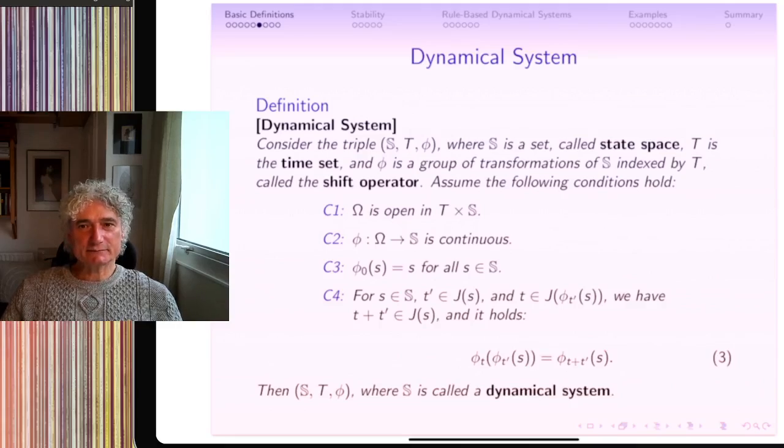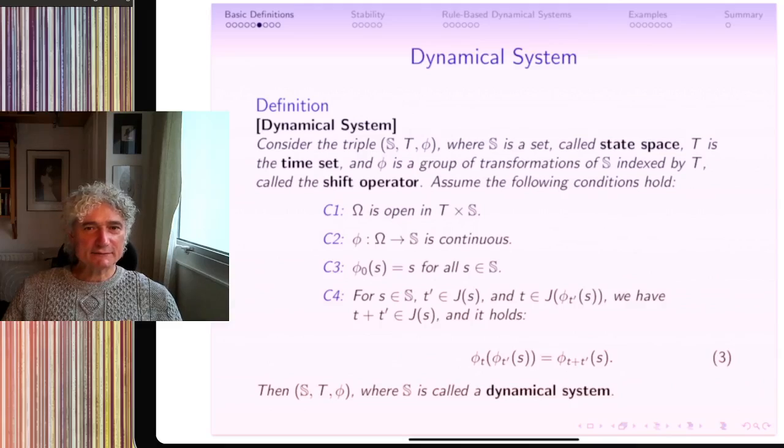But this operator is assumed to follow the following conditions. C1: omega must be an open set in T times S. Secondly, we require that phi, as a mapping from omega to S, is continuous. And then we have this neutrality condition, so C3 just says if we apply the 0 element of time to the operator, then nothing happens. We just stay at S.